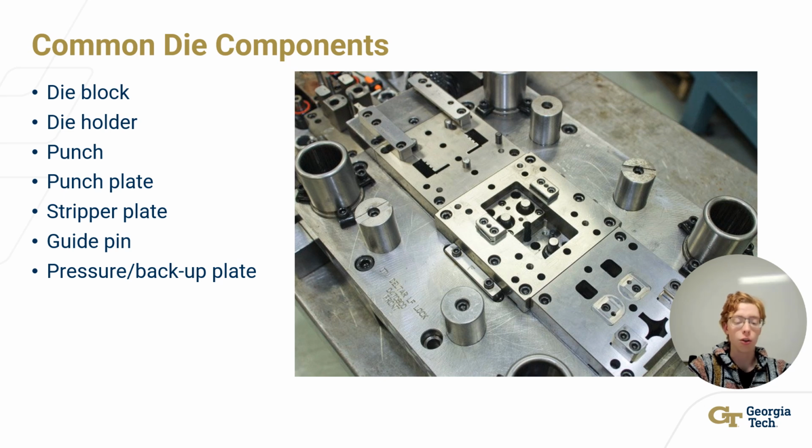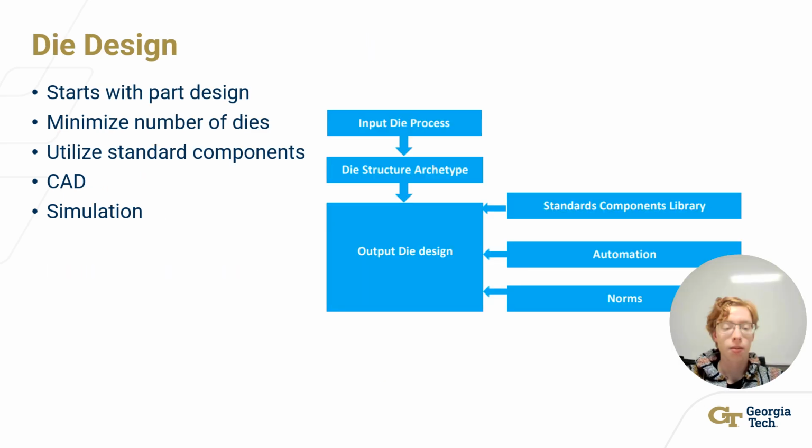The stripper plate is used to ensure that the part is removed from the punch after completion of the stroke. The guide pins are used to align the upper punch and lower die block parts of the die. Pressure or backup plates are used to distribute the extreme pressures that the punch provides.